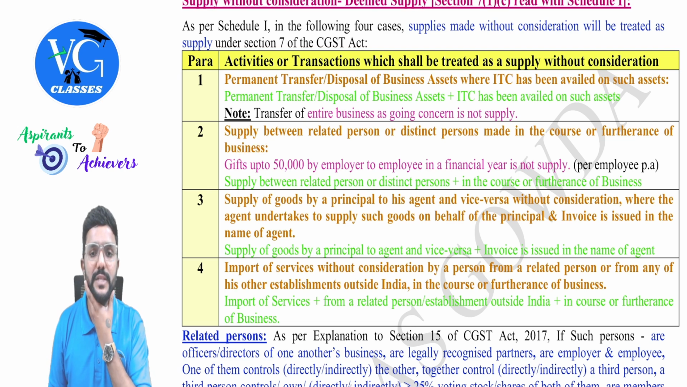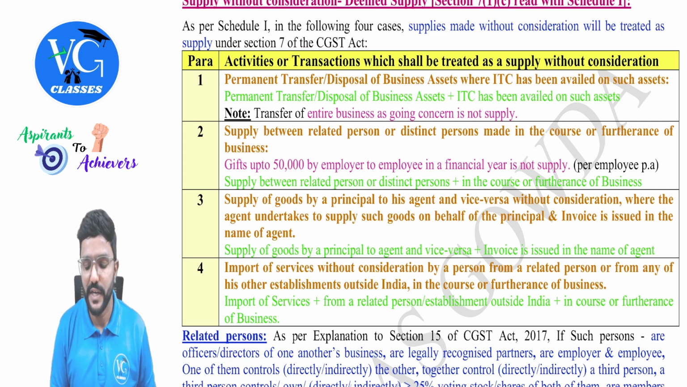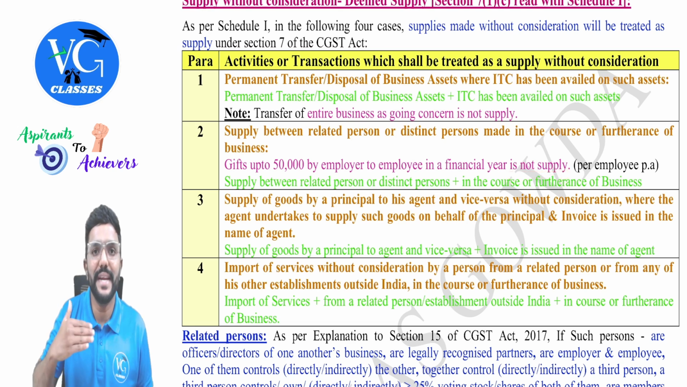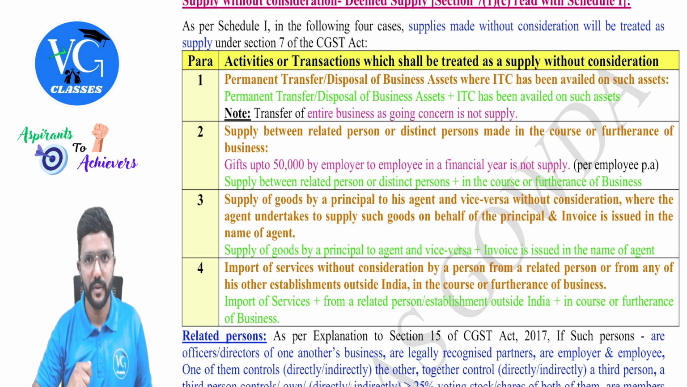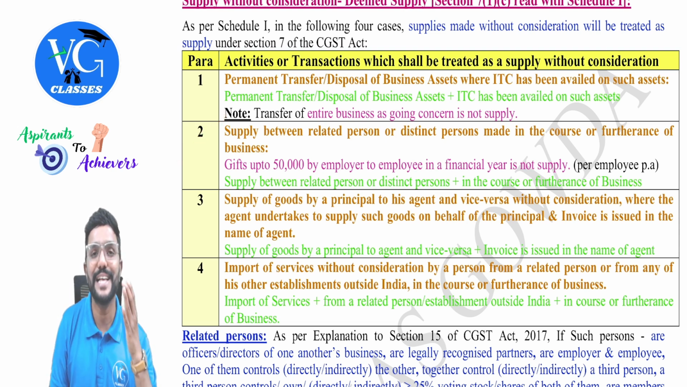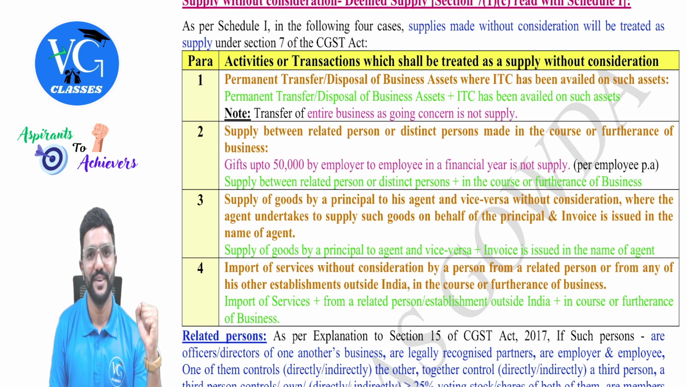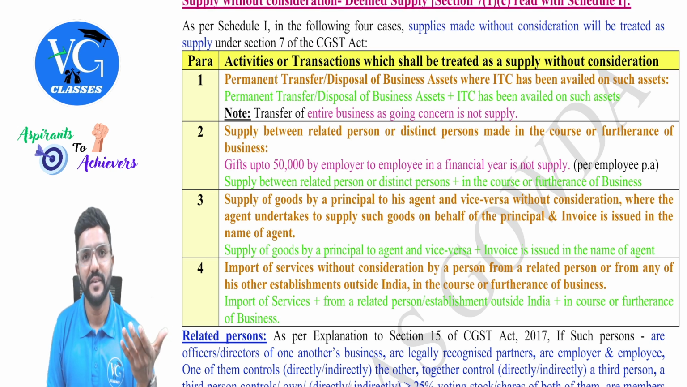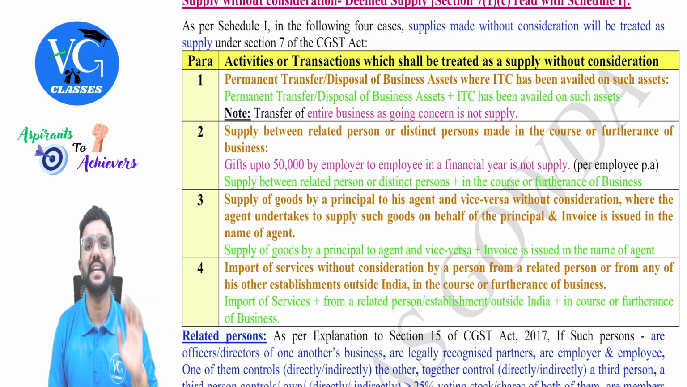Gifts up to 50,000 by employer to employee in a financial year is not a supply. So if the employer gives any gift to the employee, the employee is not giving anything for this. So there is no consideration. Is it a supply? As per para 2, it is a supply, because employer and employee are related persons. So the employer gave a gift without consideration. He is not getting anything in return.